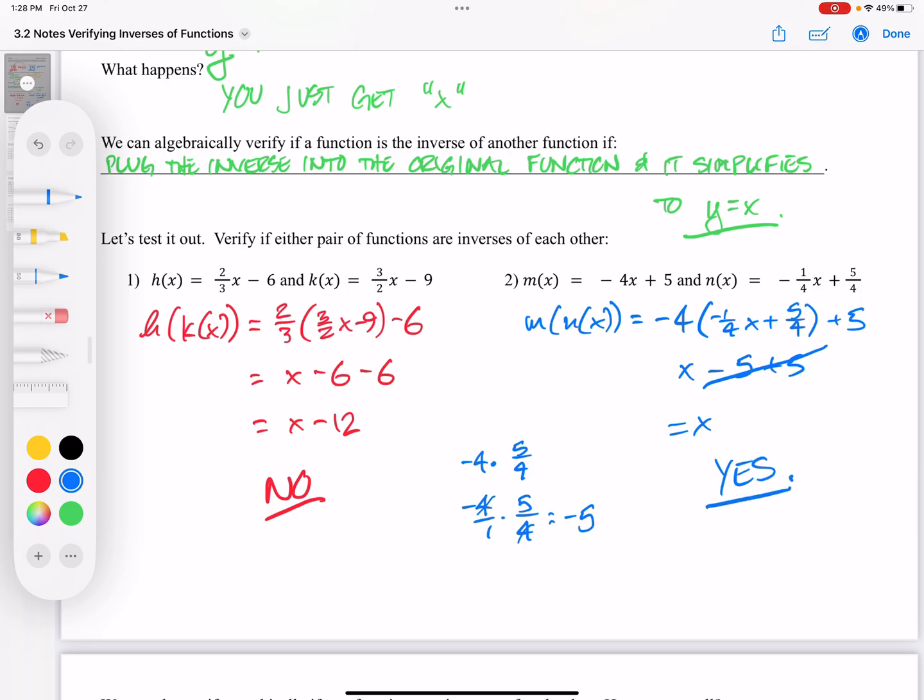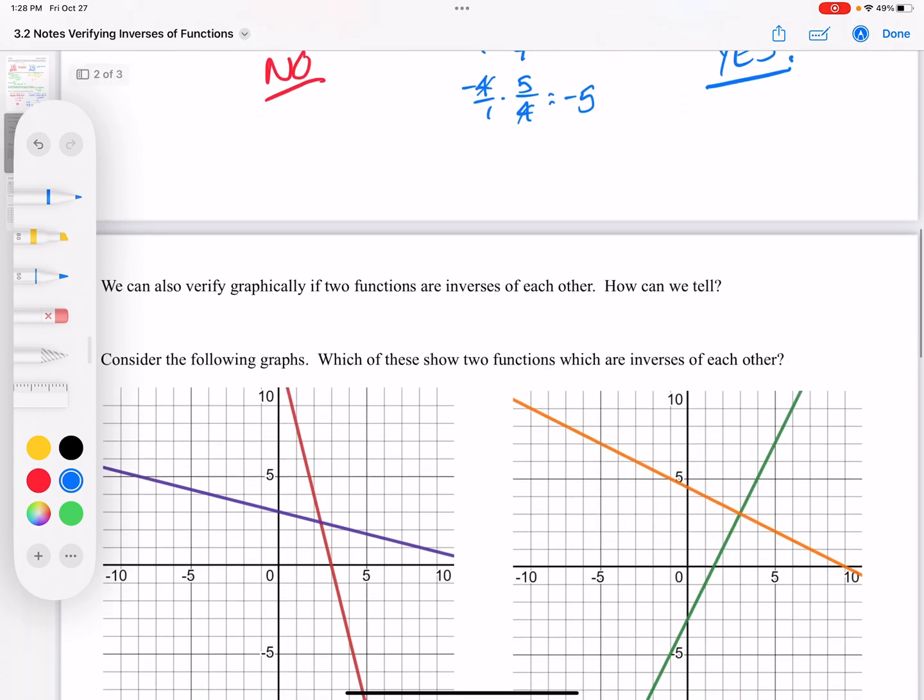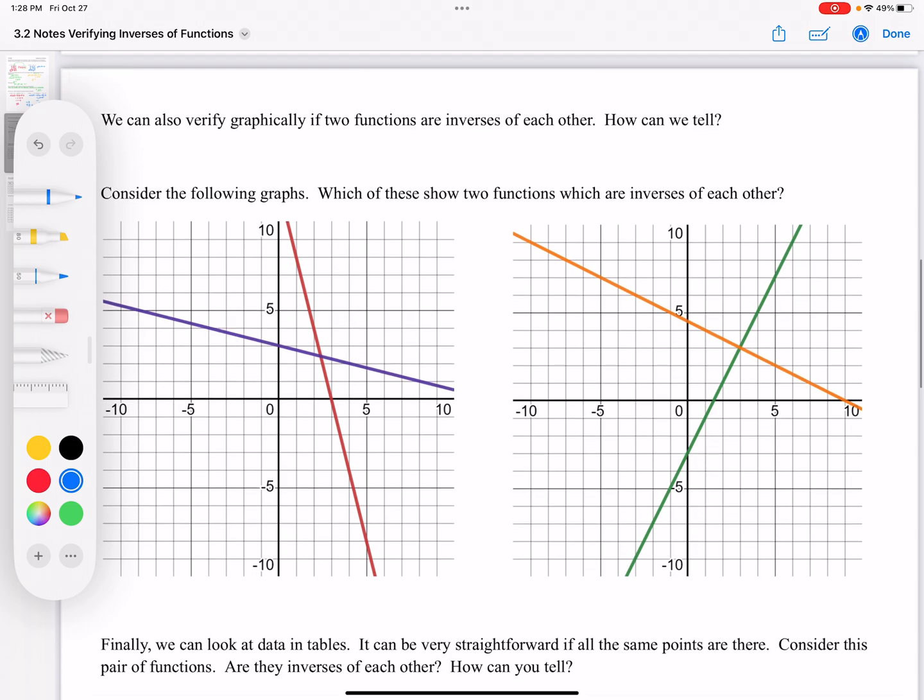Right? Pause if you need to and review any of that stuff, but we march on. All right, how can we tell if they're graphically inverses? If y equals x is a line of reflection, or are the x's and y's swapped?